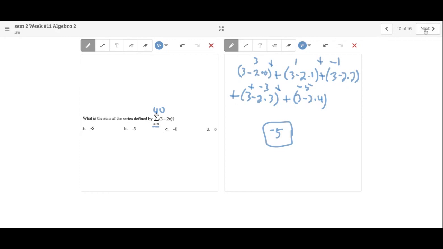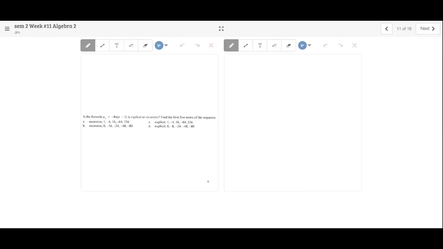All right. Problem number, I don't even know what number we're on anymore. Is the formula a sub n equals -4n, n minus 1, explicit or recursive? Find the first 5 terms. Explicit, absolutely. Why is it explicit? Because it doesn't give us the first term.